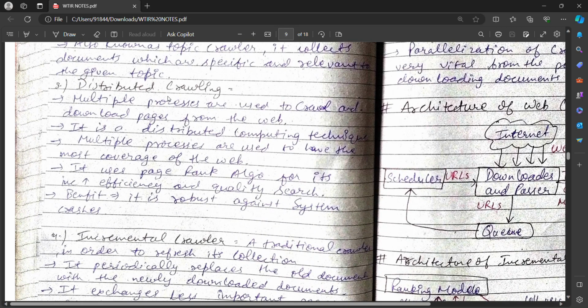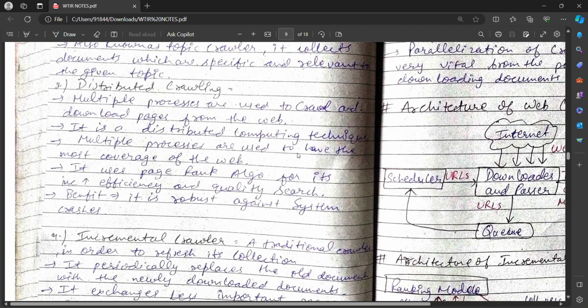Second is distributed crawling. In distributed crawling, as the name suggests, multiple processes are used to crawl and download pages from the web. As the name suggests, we are having distributed machines. So here multiple processes are used to crawl and download the pages from the web. It is a distributed computing technique.